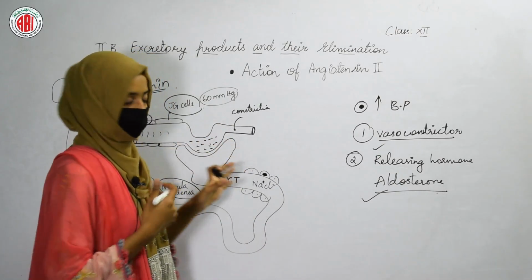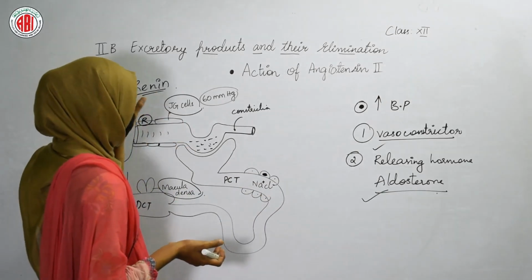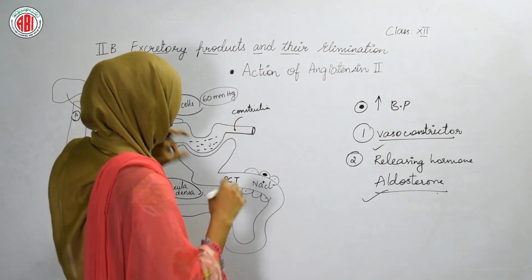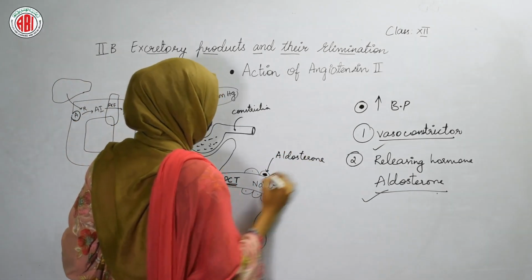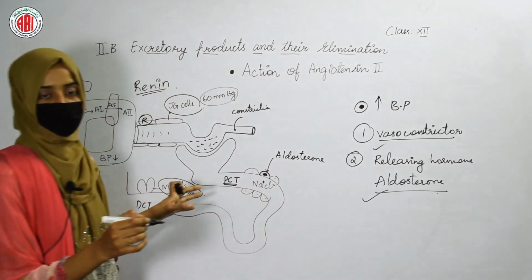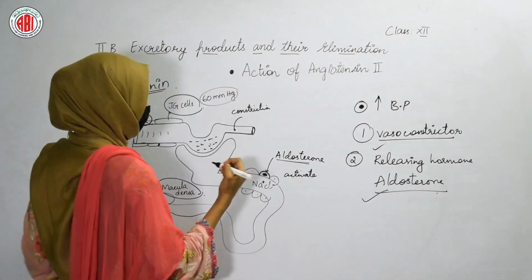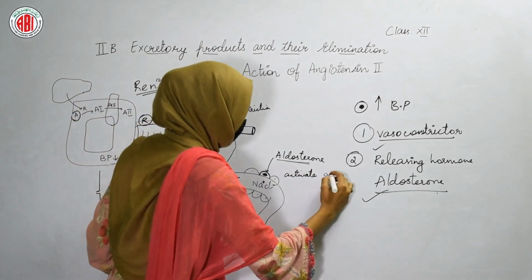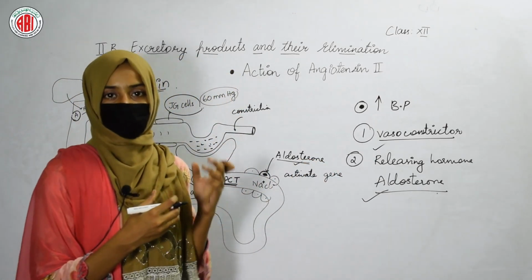Let us see the action of aldosterone now. Once aldosterone is released from the adrenal gland into the blood, it flows to the proximal convoluted tubule and enters the cells of the proximal convoluted tubule. Inside the cells, the nucleus is present, and in that nucleus genes are found. Aldosterone is a hormone which activates the genes of the cells of the proximal convoluted tubule.